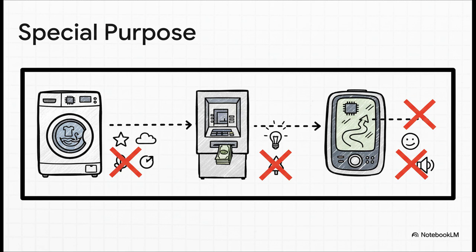A special-purpose computer, on the other hand, is born knowing its destiny. That tiny computer chip inside a washing machine, it has one job for its entire life: control wash cycles. It's never going to browse the internet. An ATM is just a computer whose only purpose in life is to securely give you cash. These devices are incredibly efficient because they've been stripped of everything that's not essential for their one single task.